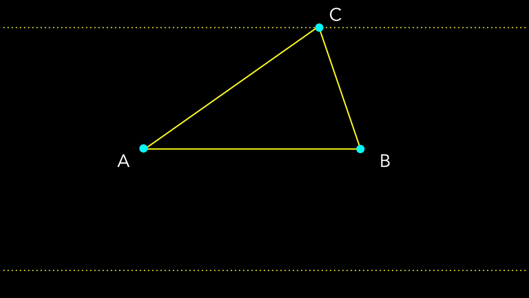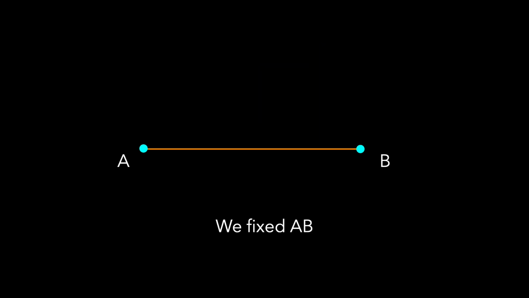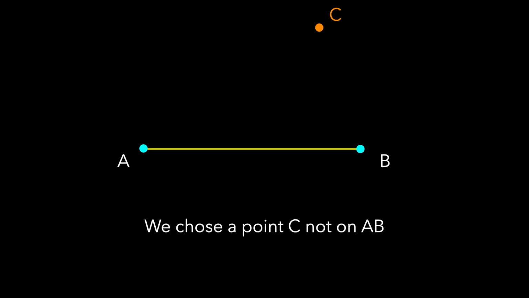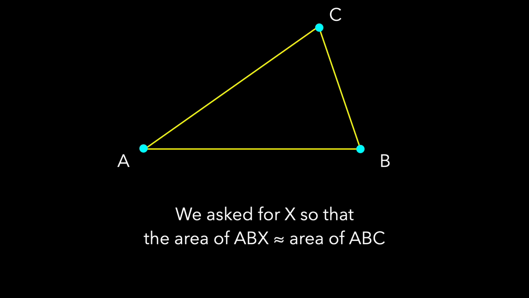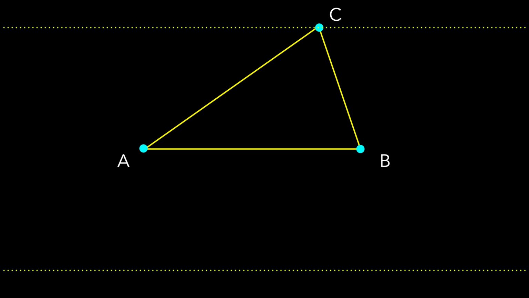So this problem gave us 2 parallel lines to AB, one through C, and one to the reflection of C through the line AB. It's amazing to me that the statement of this problem had nothing to do with parallel lines or angles. We just fixed AB, we chose some random point C not on AB, we considered the triangle ABC, and then we asked, give us the rest of the points X so that the area of ABX is the same as the area of ABC. We compared areas, and we ended up with parallel lines.